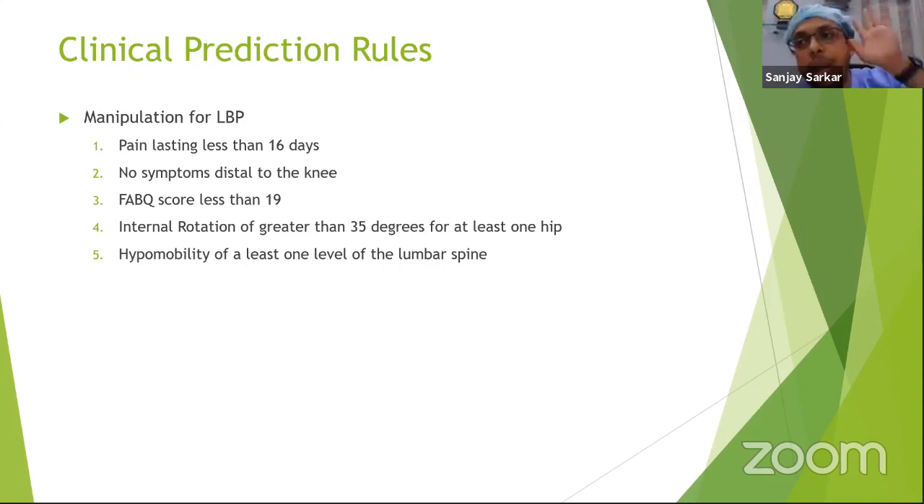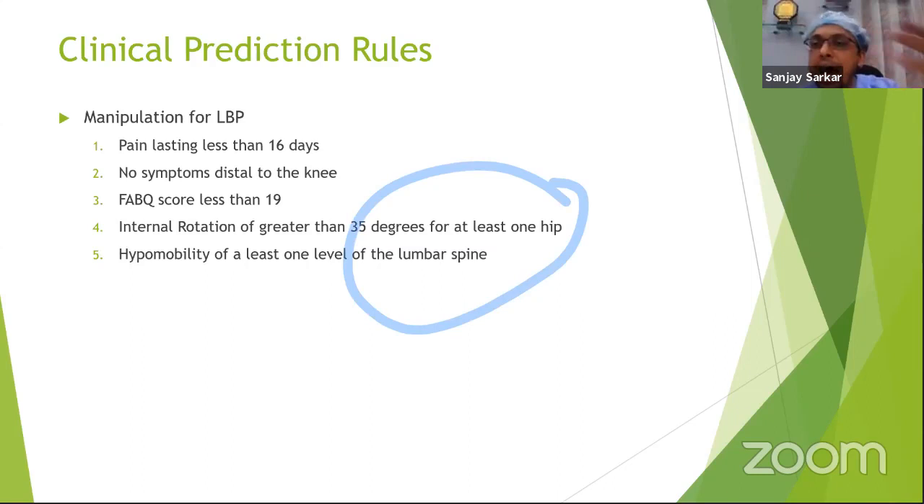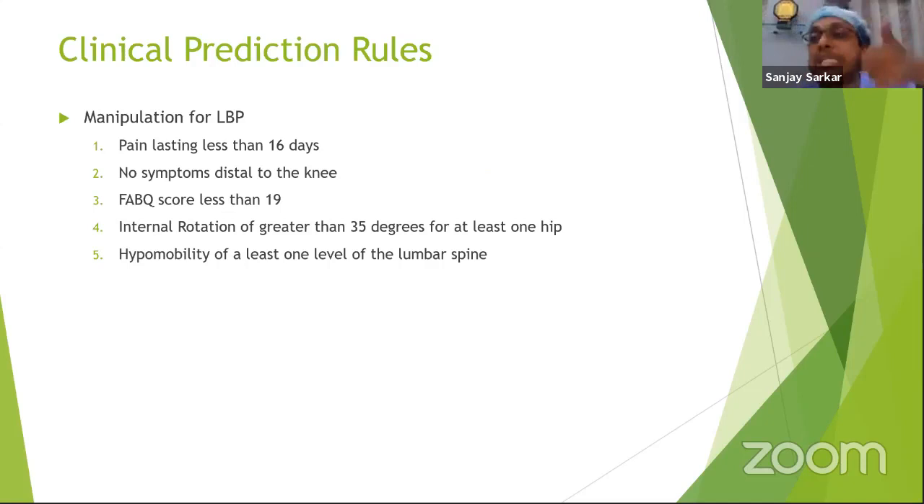If your patient falls under these five criteria, then you can manipulate to get a positive outcome of reduction of sign and symptom in a low back pain patient. Does that make sense? So these five criteria need to be present in your low back pain patient to give manipulation and get the outcome you want your patient to have, which essentially means not only reduction in pain symptom, but also improved range of motion, also improved functional characteristics.